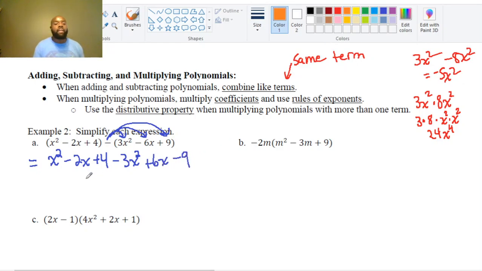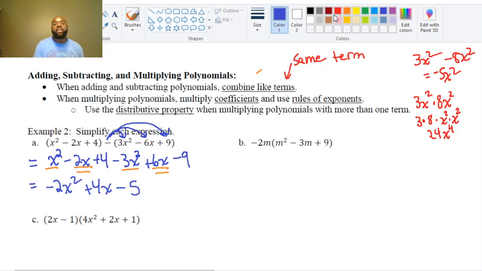Now I go and find my like terms. x squared and minus 3x squared. Our x squared minus 3x squared is a negative 2x squared, right? And then the like terms are here with the negative 2x and the 6x. Those combine to 4x. And 4 minus 9 is a minus 5.